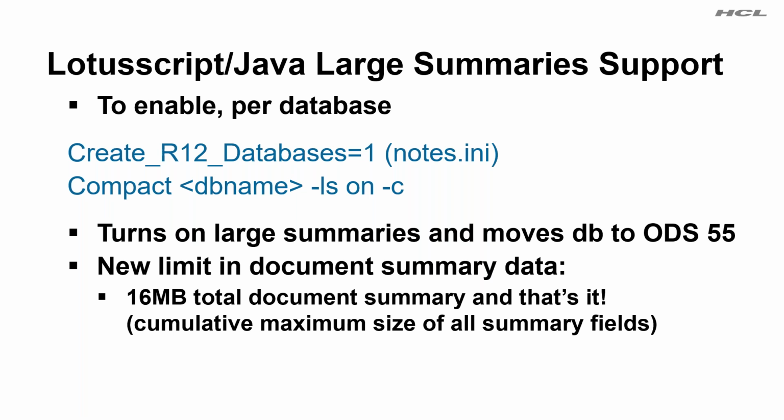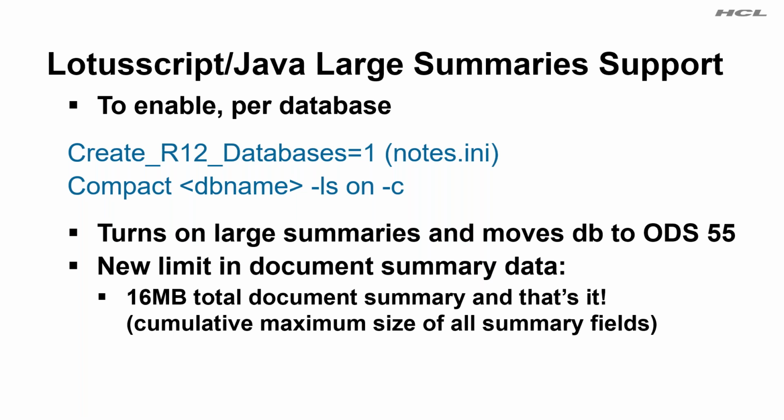Once you do that, and this is a compact statement to do that, you now have a new limit, which is a 16 megabyte total document summary, and that's it. That is the cumulative maximum size of all summary fields. There is no other limit. There's one little one on lists I'll talk about, but that's it.